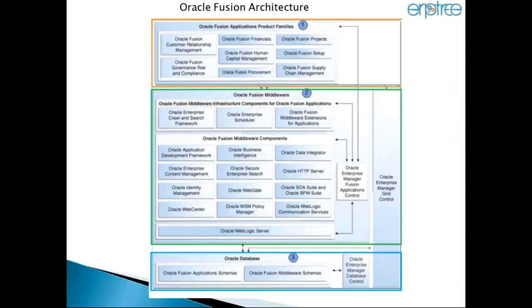This screen has some high level information on how the products and families are available in Fusion applications. This is where you have your financials, your Fusion projects, and your procurement and supply chain applications, all built on Fusion Middleware. Middleware is an Oracle owned technology on which any of your applications in Fusion get built and are given access. That is what Fusion Middleware is. On number 2, you will find Enterprise Crawl and Search Framework, Oracle Enterprise Scheduler, and Oracle Fusion Middleware Extensions for Applications.